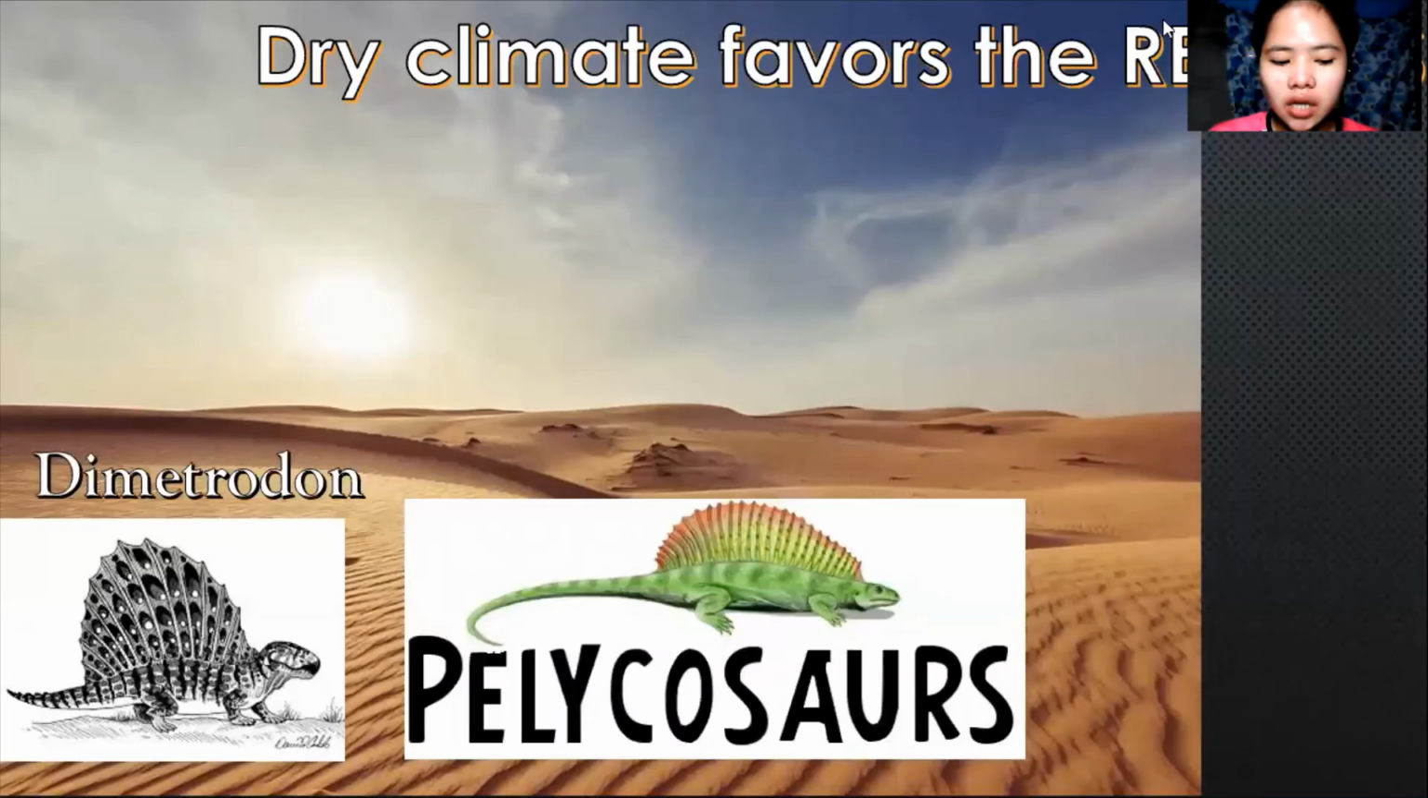So dry climates favor the reptiles. Some of the reptiles that occurred during the time are the Dimetrodon and Pareiasaurs, whose bodies could live in very dry air and wide changes in temperature. So if you don't have body structures that can adapt to a very dry environment, then you cannot survive this type of climate because it's very dry. So Pareiasaurus is a reptile but with a head like a mammal. A Dimetrodon is very famous. So its body, yung katawan niya, nag-help sa kanya to have a stable temperature.